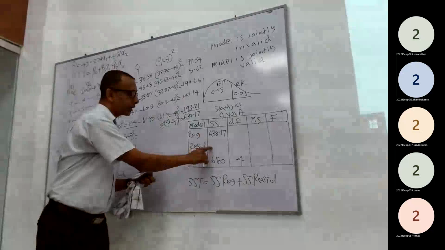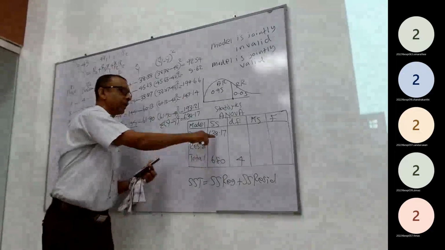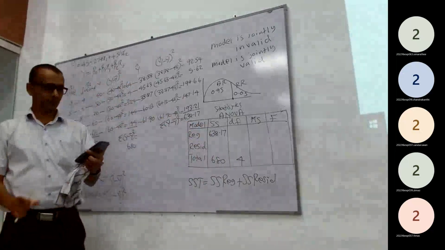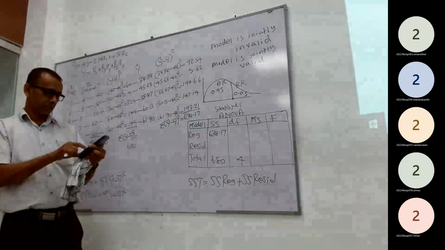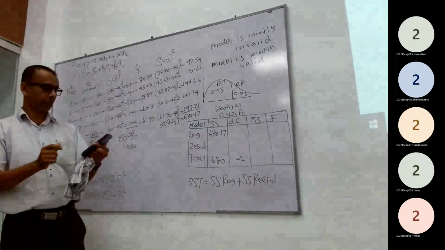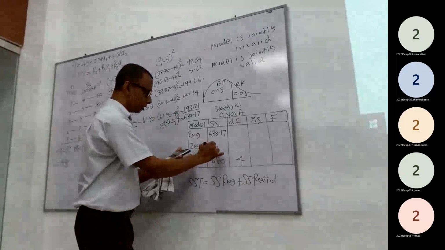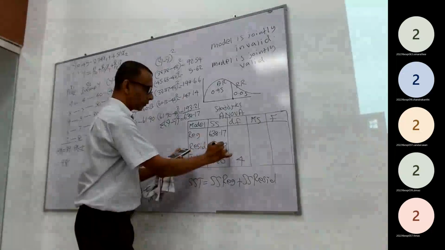At the same time, you can take 680 minus 638.17. Right, 680 subtract that value gives 41.83.